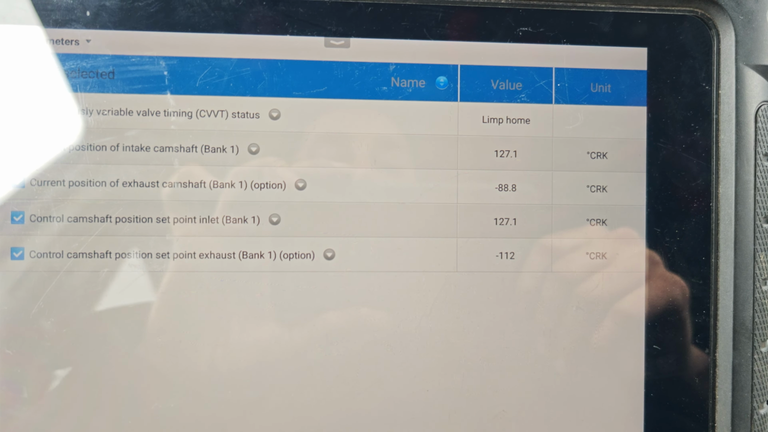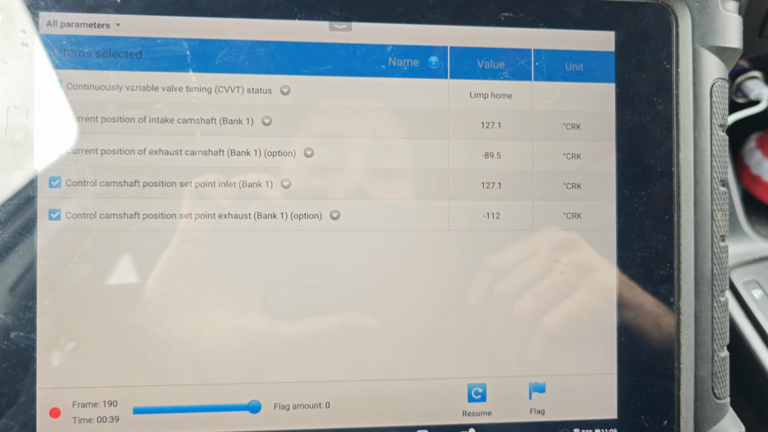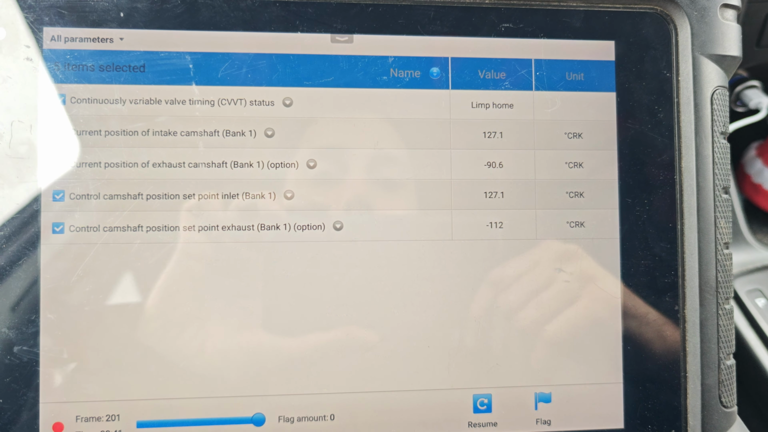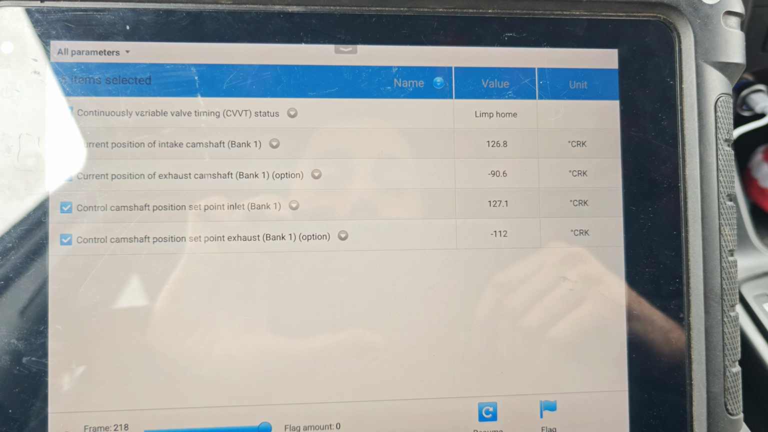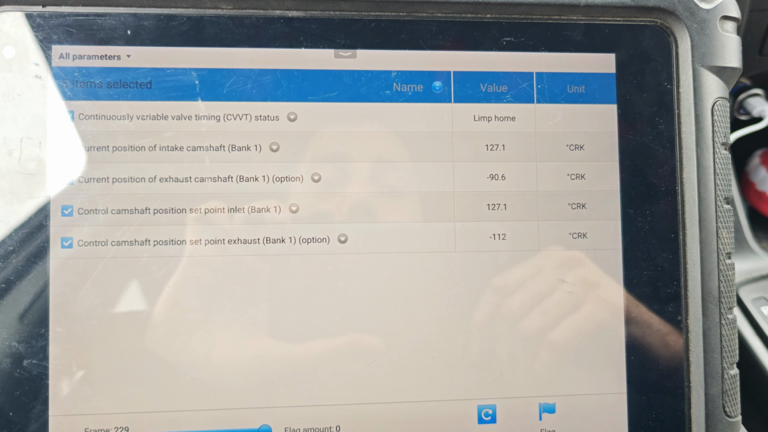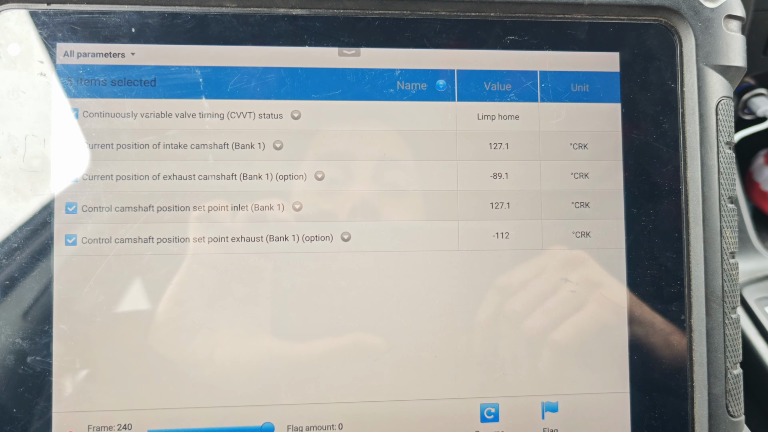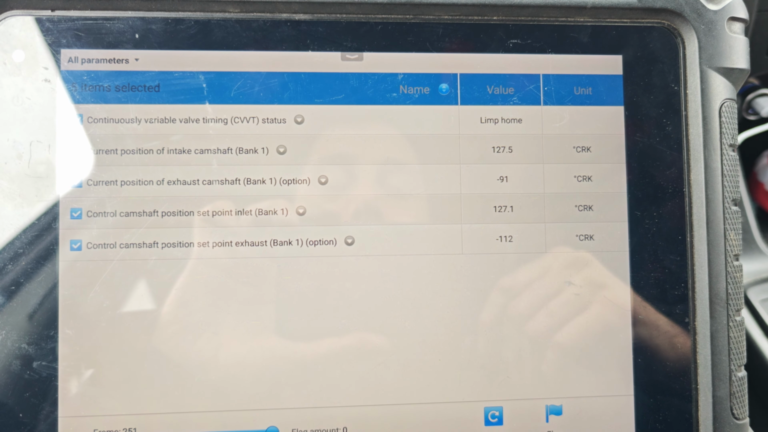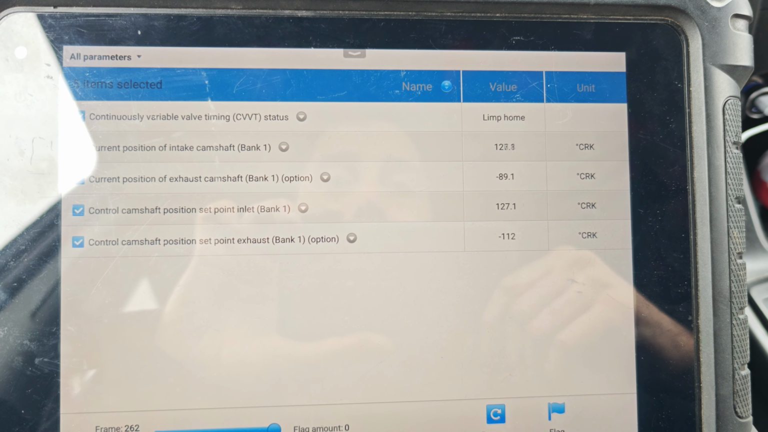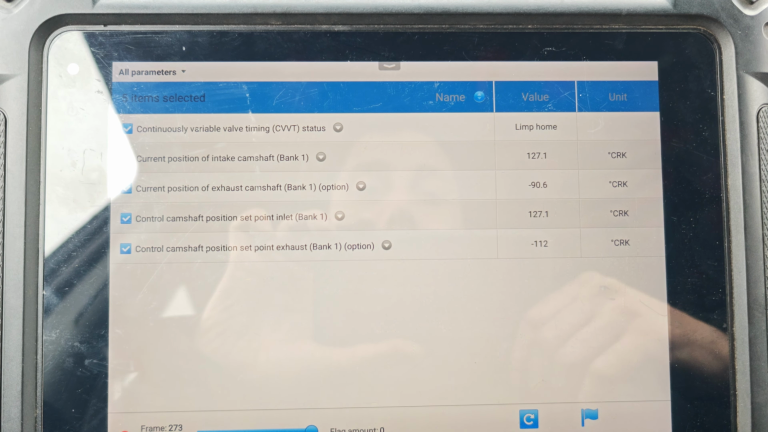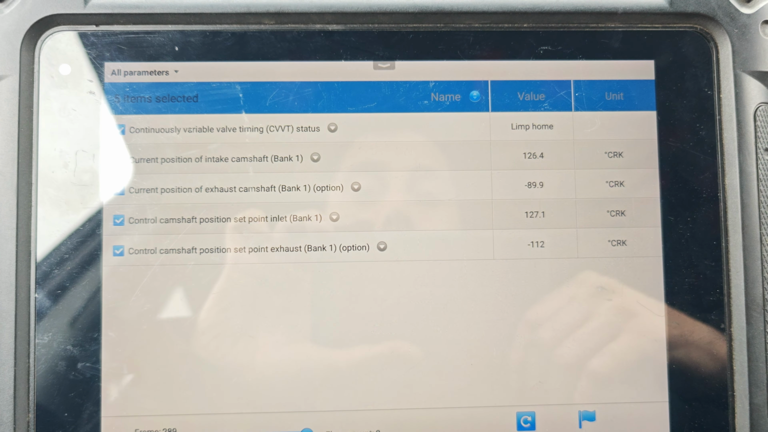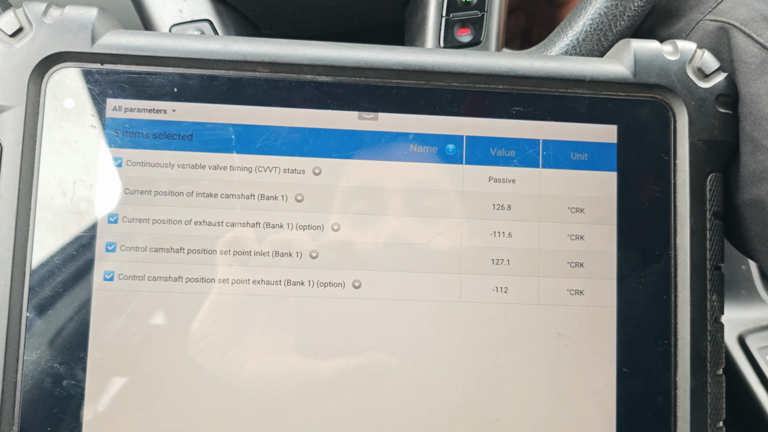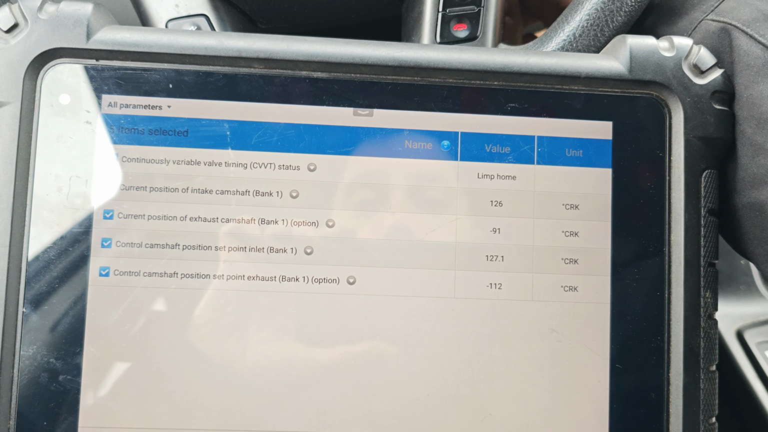So with it unplugged and it's not moving, see how it's not moving? Before, I think the car probably actuated the camshaft to move, because now we're not getting a change. And now it's running like crap. So let's try starting it up again. Yeah, see?